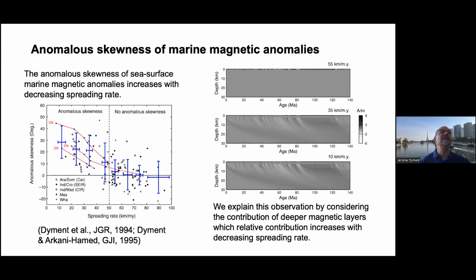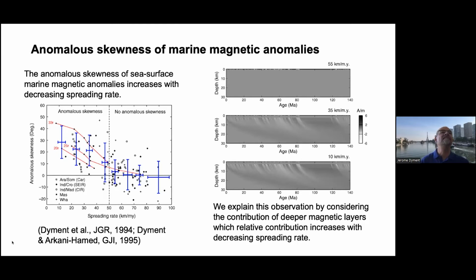a polarity period, or it could be just something related to the source. And we observed that actually there is a relationship between the spreading rate and the anomalous skewness. The anomalous skewness is high for slow spreading rate and almost disappears for very fast spreading rate, higher than 50 kilometers per million years half rate. So this means that it is related to the spreading rate, then to the source, then to the lithosphere. For fast spreading rate, we have almost a classical block model. And when we decrease the spreading rate, we have deeper sources that start to create some signal and contribute to the magnetic anomaly.